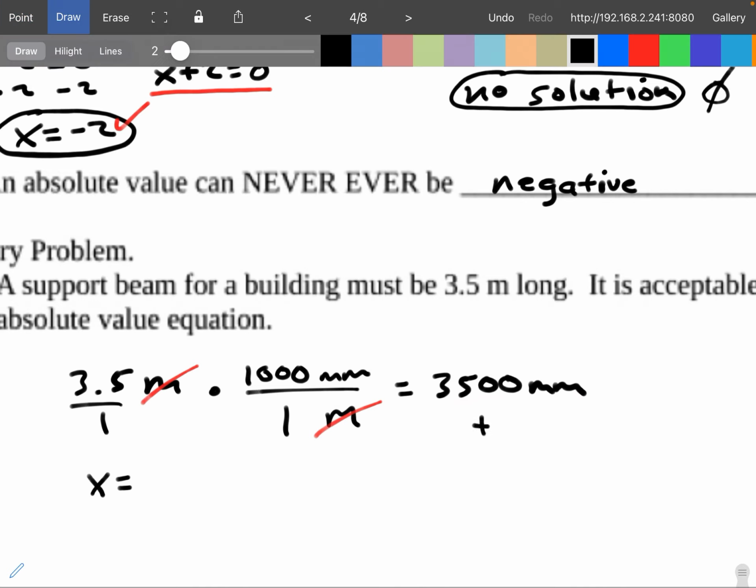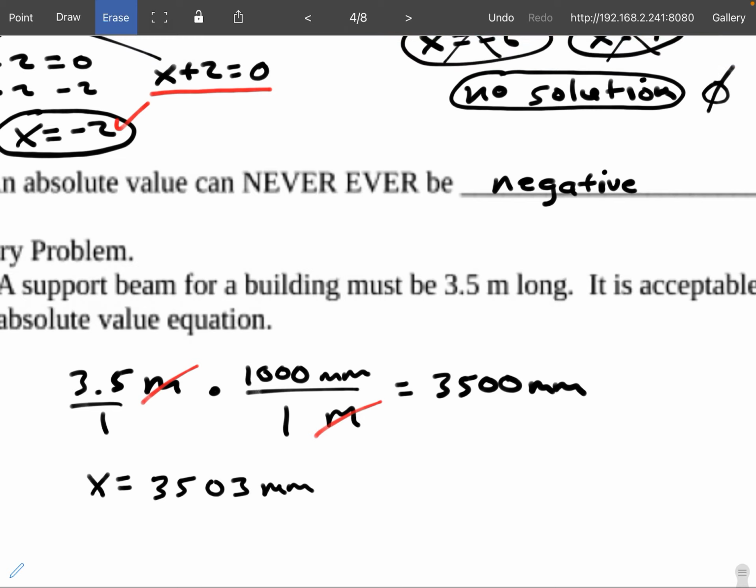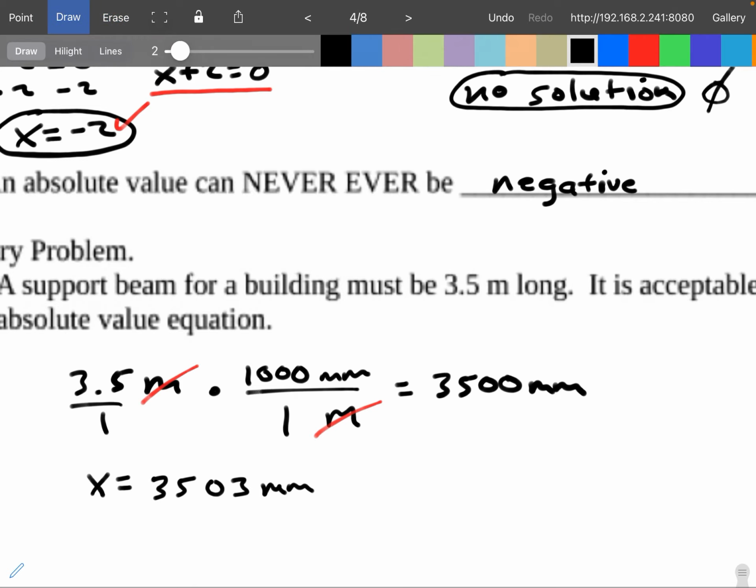Just add 3 to it. What would it be? Come on, we're just doing 3,500 millimeters plus 3 millimeters. What's that? 3,503. Yeah. So the longest that beam could be where it would still fit would be 3,503 millimeters. All right. And the shortest it could be where it would still fit, we would just subtract 3 millimeters.